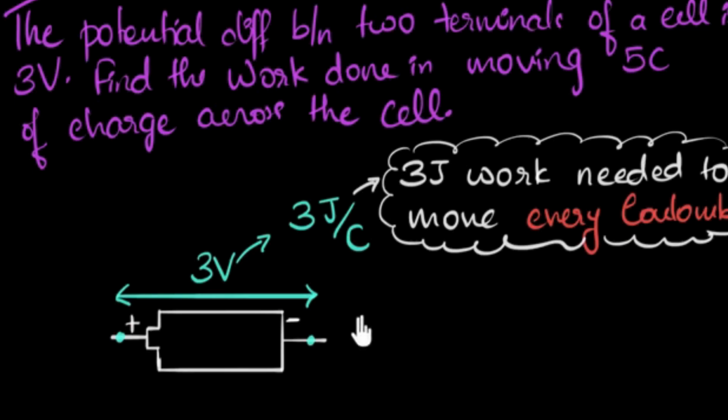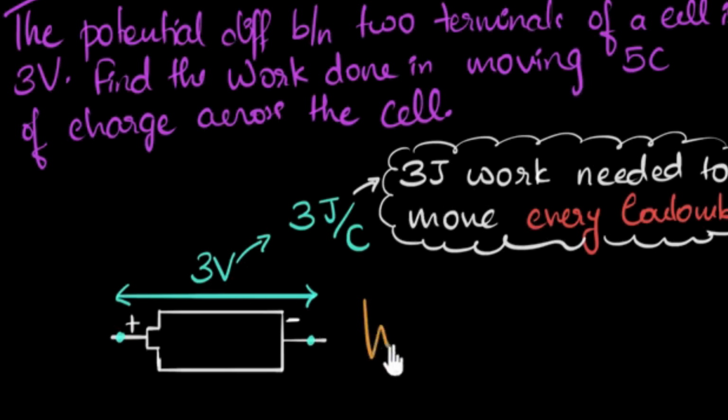All right, now let's do it. So 1 coulomb to move from one point to another, 3 joules of work. If you had 2 coulombs, it would be twice the amount. If you had 3 coulombs, it would be thrice the amount. So to move 5 coulombs, it would be 5 times the amount.